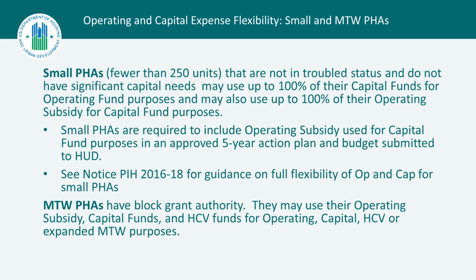PHAs may not spend operating funds for CFP activities unless such funds are included in an approved CFP 5-year action plan and budget submitted to HUD. PHAs may make such submissions in EPIC. See Notice PIH 2016-18 for guidance on the full flexibility of OP and CAP for small PHAs. Moving to Work or MTW agencies have block grant authority, meaning they may use their operating funds, capital funds, and HCV funds for operating, capital, HCV, or expanded MTW purposes.